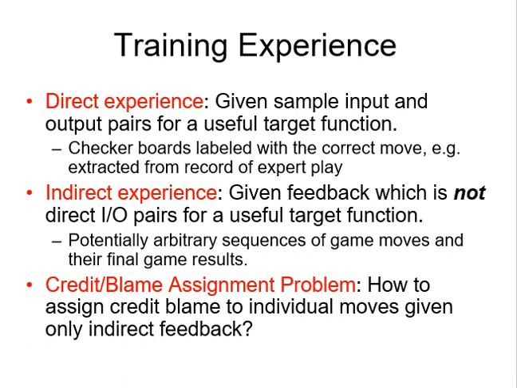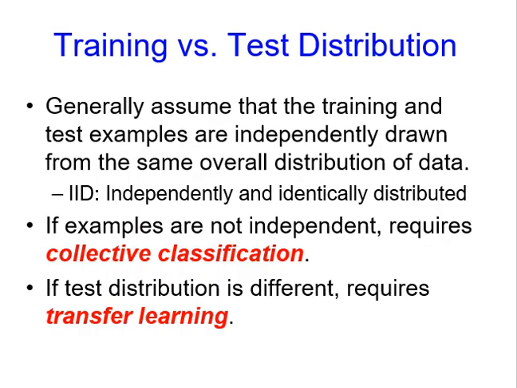Now let's move on to the next slide, which is training versus test distribution. We have seen about training and testing both. Now we are going to see the difference between them. Generally we assume that the training and test examples are independently drawn from the same overall distribution of data. If examples are not independent, it requires collective classification. If the test distribution is different, it requires transfer learning. So if examples are not independent, we should use collective classification, and if the test distribution is different, we have to use transfer learning.